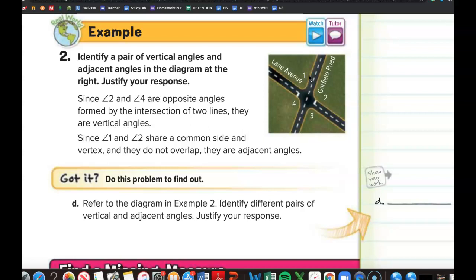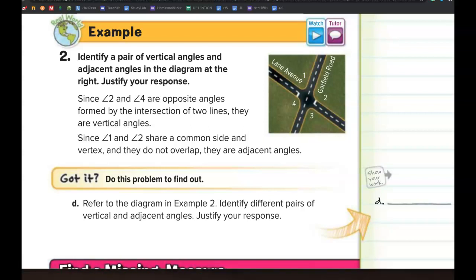Okay? What's a pair of adjacent angles, or next to them? 2 and 1, good, because they're next to each other. What else? 3 and 2, they're next to each other. What else? 4 and 1, and what's the last one? 4 and 3, because they're all next to each other. Questions on those?